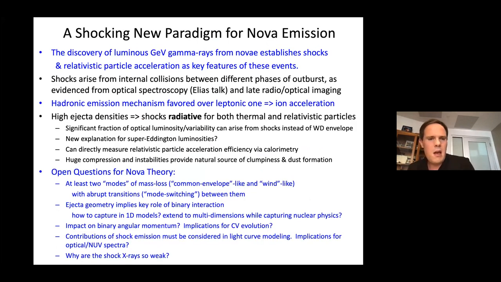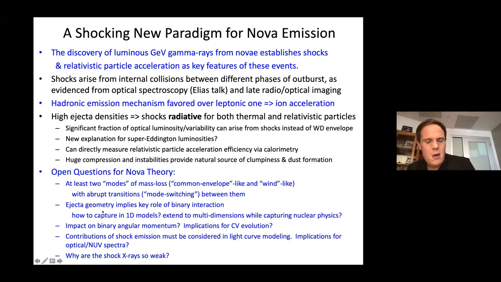So I'm just going to finish by saying that it's clear that these shocks play an important role in the nova, and I want to close with some implications. It's clear that there are multiple modes of mass loss in the nova. There's a common envelope-like outflow. There are winds. There are abrupt transitions between them that are causing these shocks.